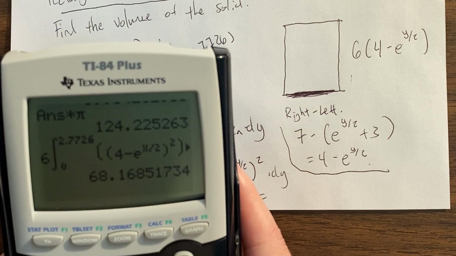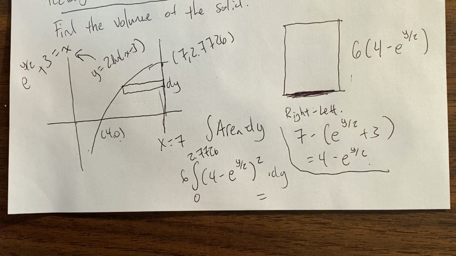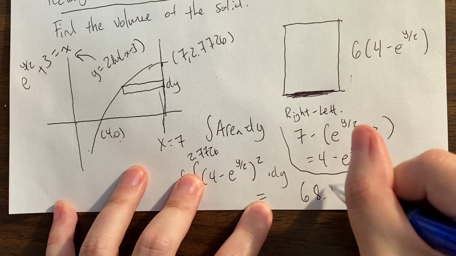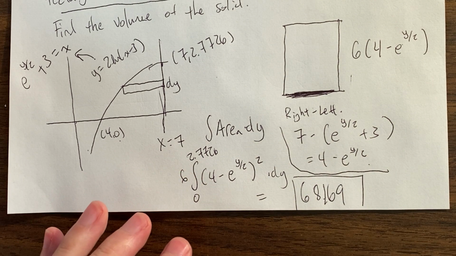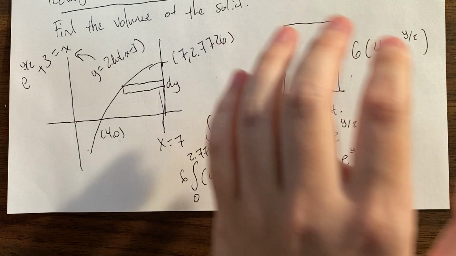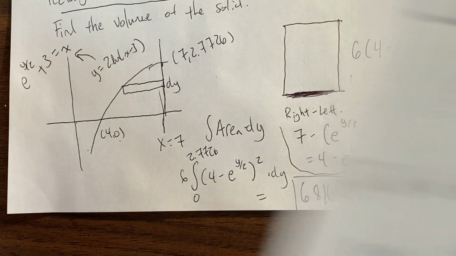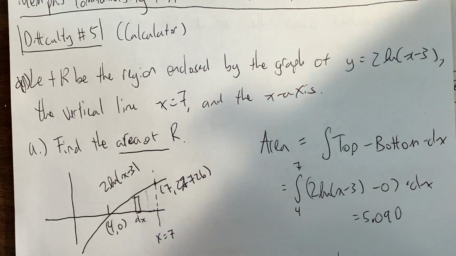He gives us 68.169, and that is the answer. So 68.169. Remember to round to 3 places after the decimal. Sig figs do not matter on this exam. So let me just briefly go over this question.